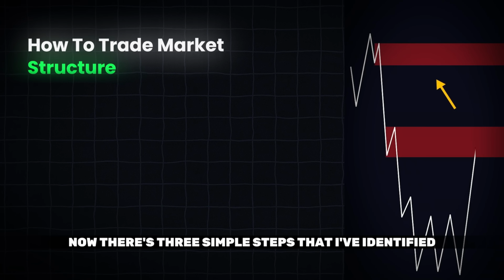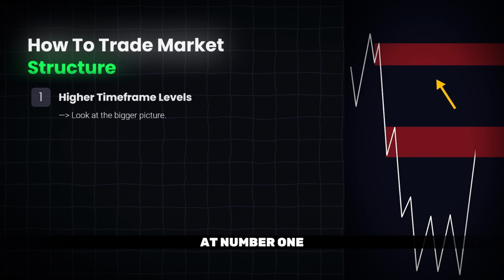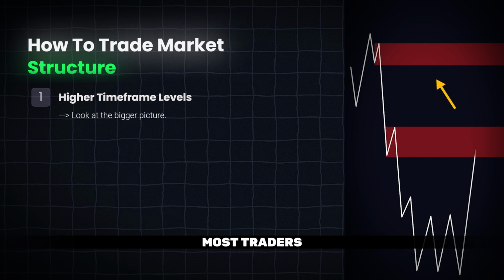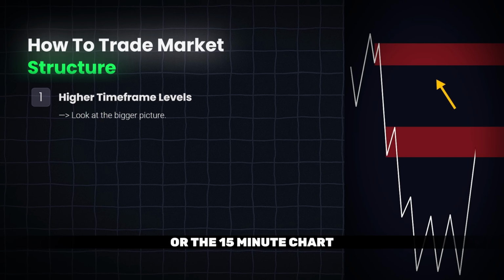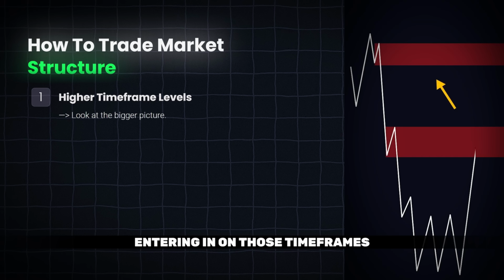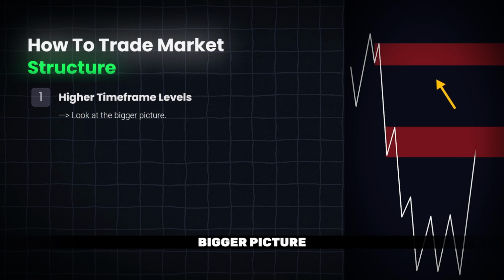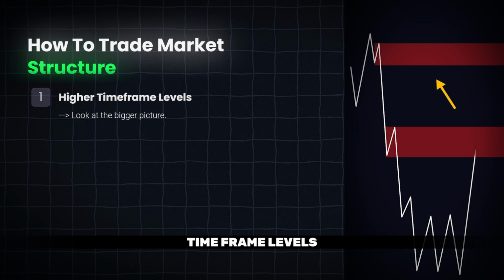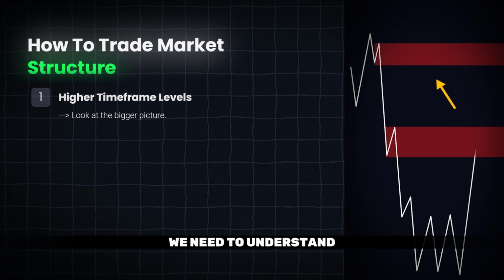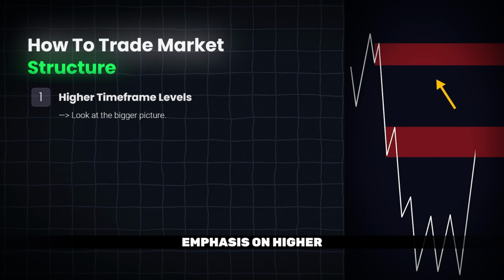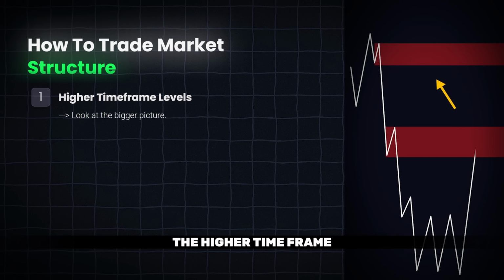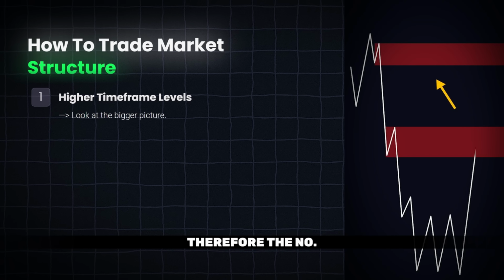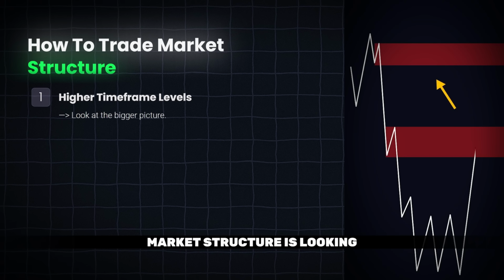Now there are 3 simple steps that I've identified and we're going to be looking at. Number 1, higher time frame levels. Looking at higher time frame levels helps you look at the bigger picture. Most traders enter on the 1 minute, the 5 minute, or the 15-minute chart. What happens when we're entering on those time frames is you don't see the bigger picture, and bigger buyers such as hedge funds or banks are only trading on the higher time frame levels. Therefore, as a retail trader, we need to understand there's more emphasis on higher time frame levels, and whichever way the stock breaks on the higher time frame is where the lower time frame will go as well, even if the lower time frame is telling you a different picture. Therefore, the number 1 thing to read market structure is looking at the higher time frames.